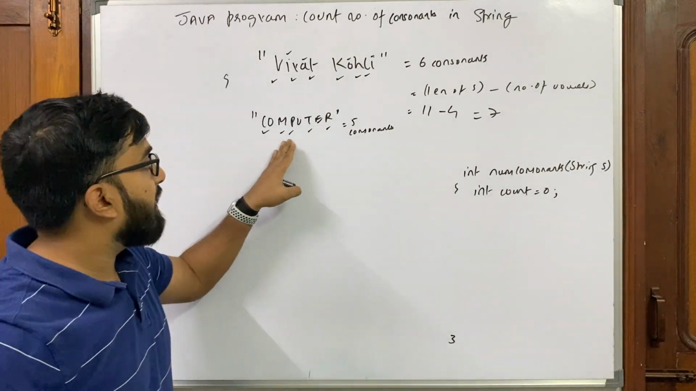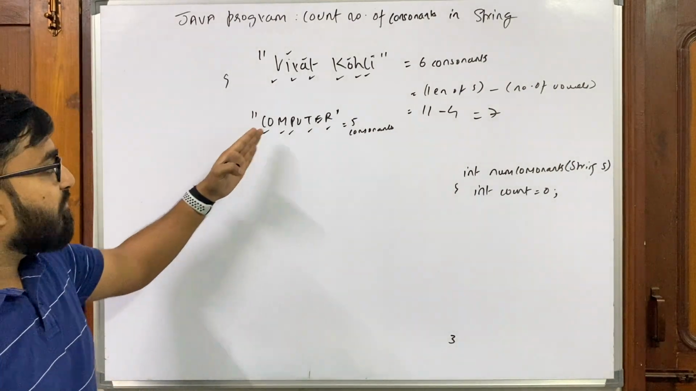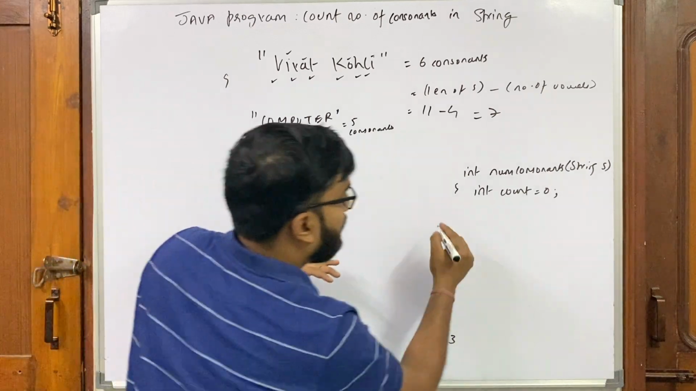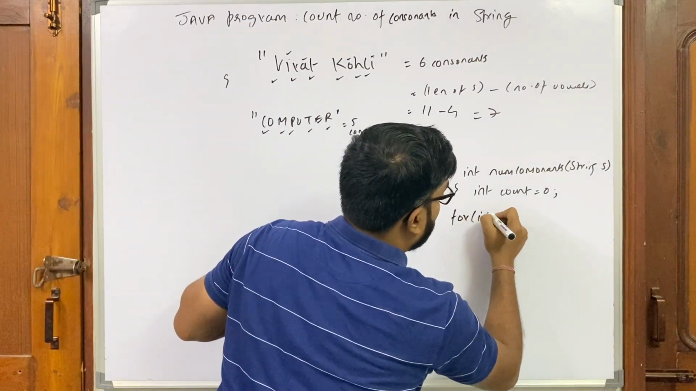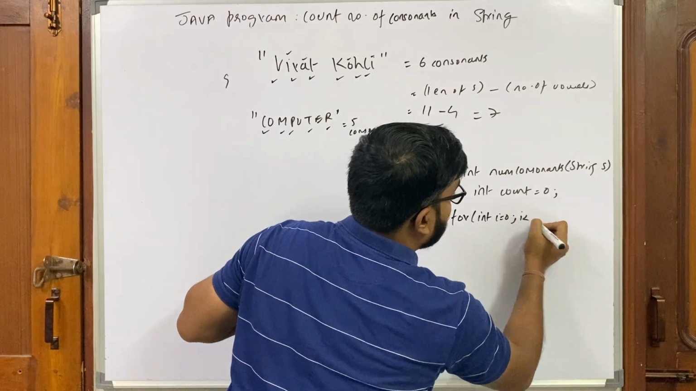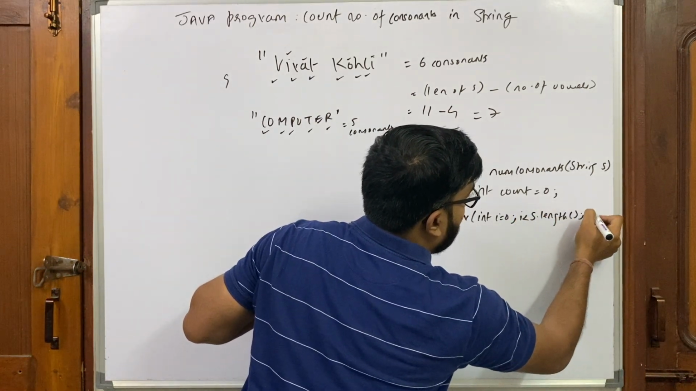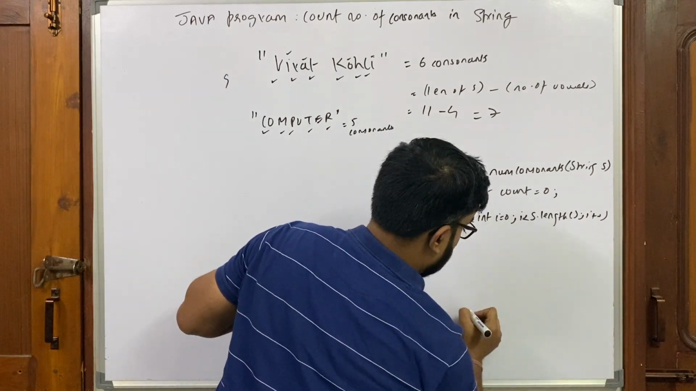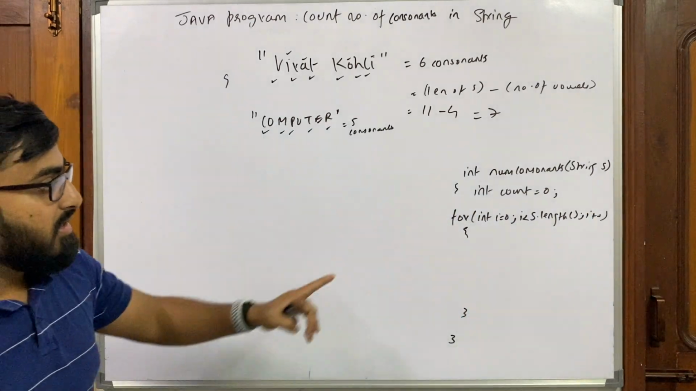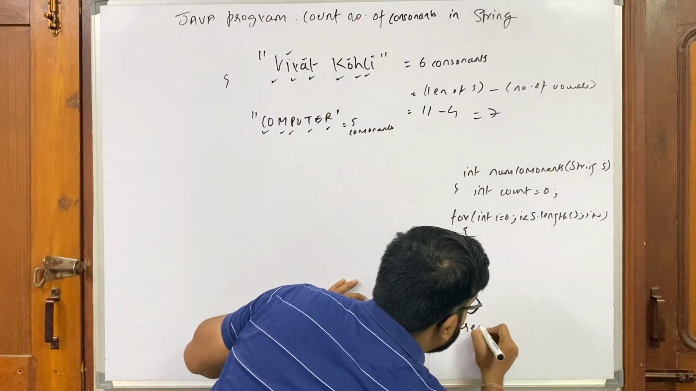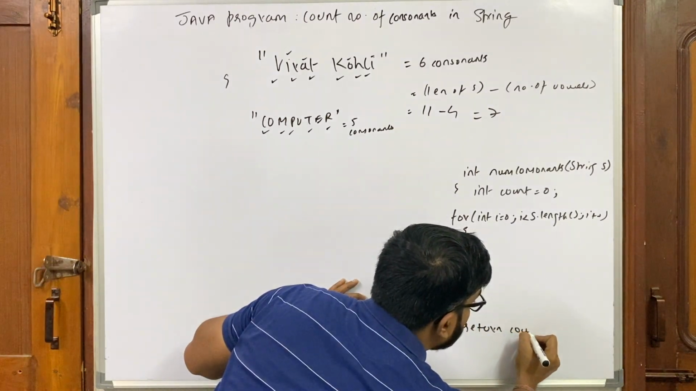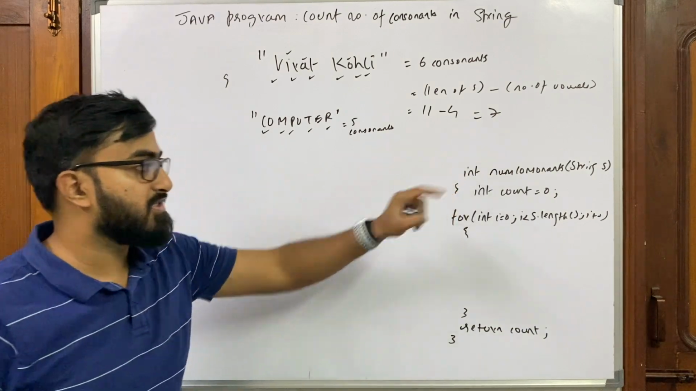I have to iterate this string. Conventionally, we do it from left to right. You can do it from right to left as well. I iterate this string from left to right. So for int i is equal to 0, i less than s.length, i plus plus. The number of consonants will be stored in count. So my return value is going to be count, which is an integer.